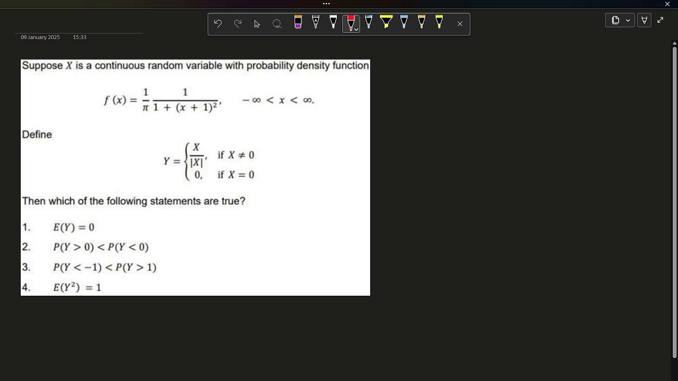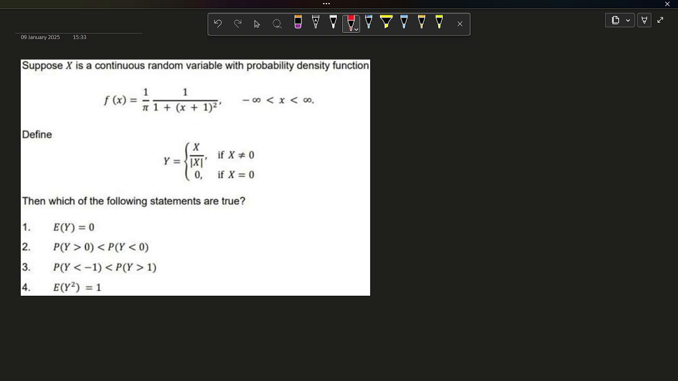We are solving some questions about statistics. This question says that suppose x is a continuous random variable with probability density function f(x) equals 1 by pi into 1 by 1 plus (x plus 1) whole square, where x is lying between minus infinity to infinity. So x is lying over the whole real line R.